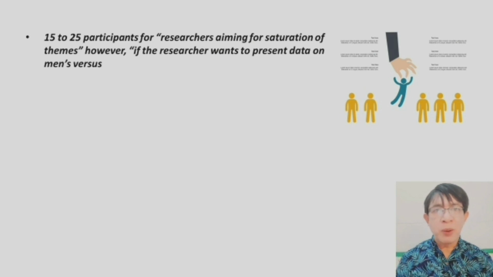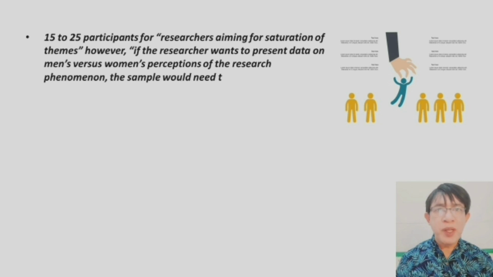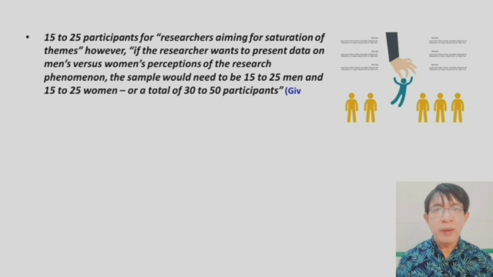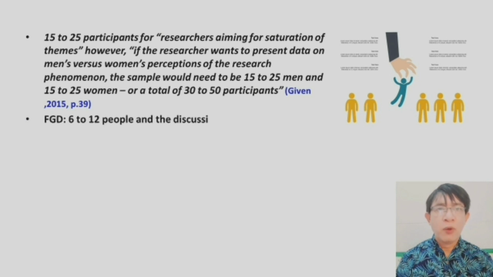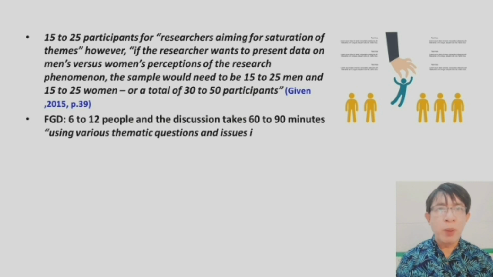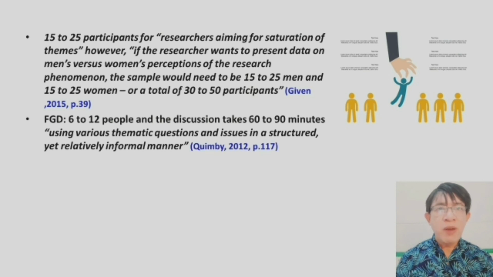However, if the researcher wants to present data on men's versus women's perceptions of a research phenomenon, the sample would need to be 15 to 25 men and 15 to 25 women, or a total of 30 to 50 participants. Focus group discussions, or FGD, require 6 to 12 people, and the discussion takes 60 to 90 minutes using various thematic questions and issues in a structured yet relatively informal manner.